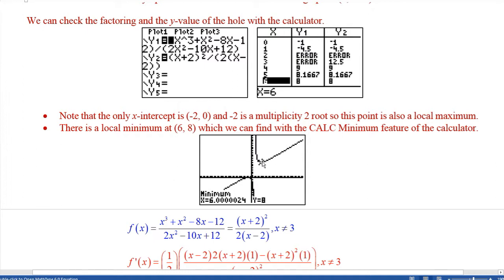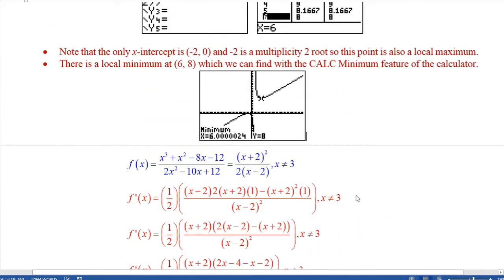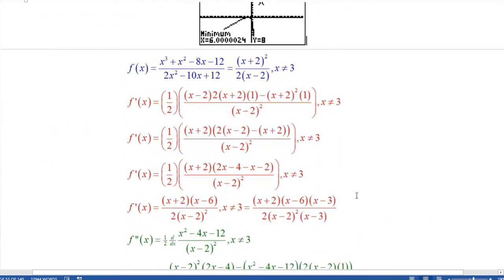There's also a local minimum over here, which I just found by calc minimum on the calculator. Looks like it's close to 6.8 at least. It actually turns out to be exactly 6.8, which we'll see in a minute using some calculus. So let's actually find the derivative. Okay, the derivative is in red, the first derivative. In blue is the original function, which I can reduce to this. We might as well use the reduced version to find the derivative. We just have to remember to keep writing that condition that x is not equal to 3.